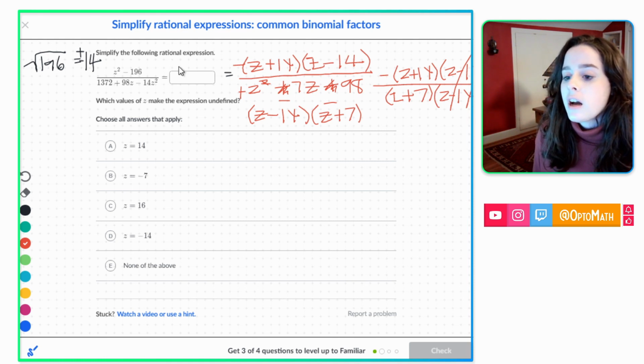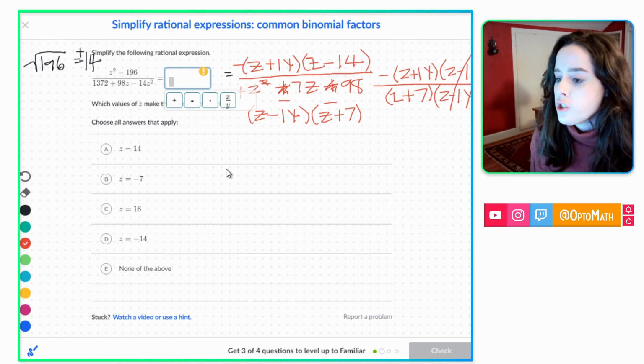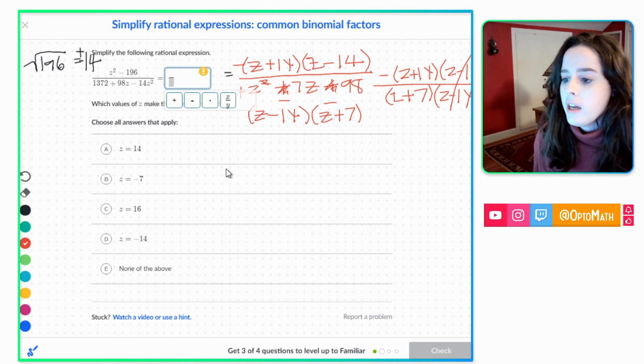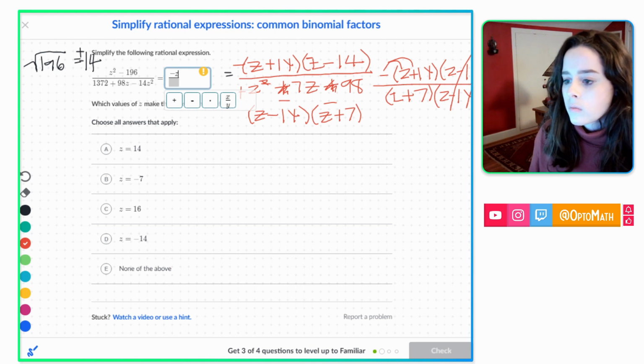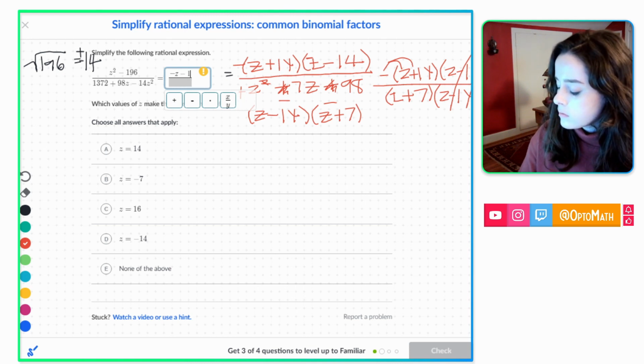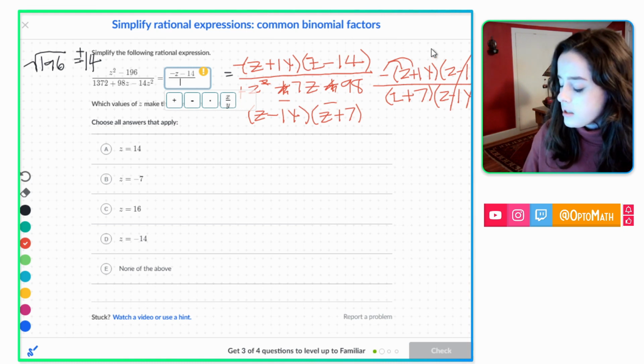So our simplified version, again, start with that fraction, makes typing it in a lot easier. I'm going to go ahead and distribute my negative here. So it's going to be negative z minus 14. And the denominator is z plus 7.